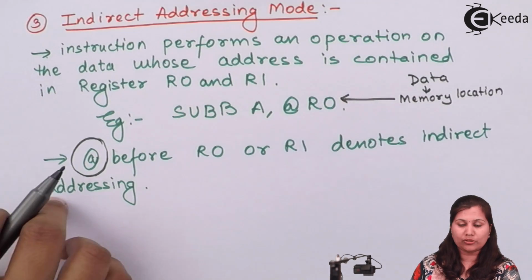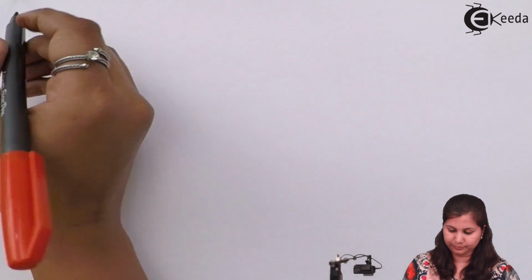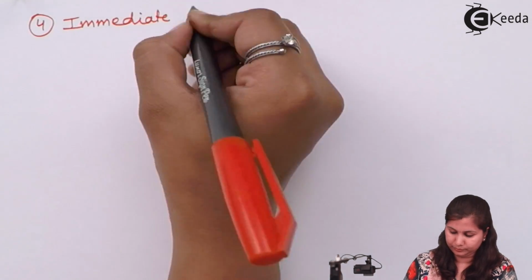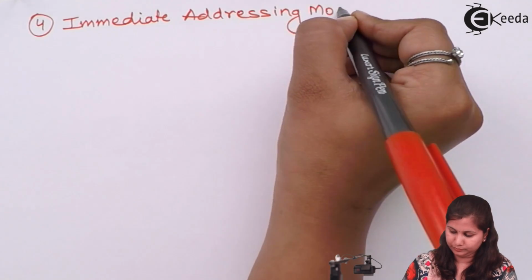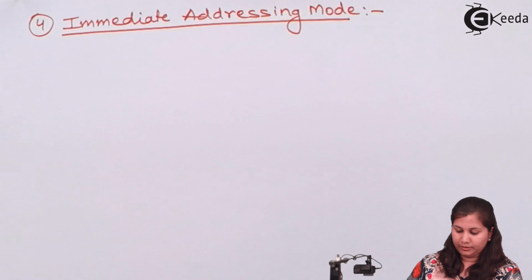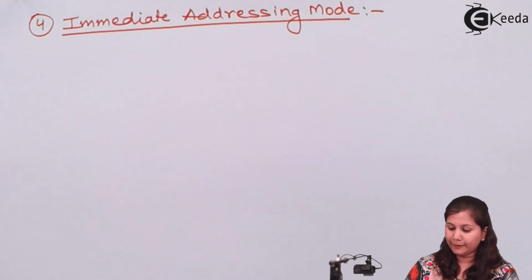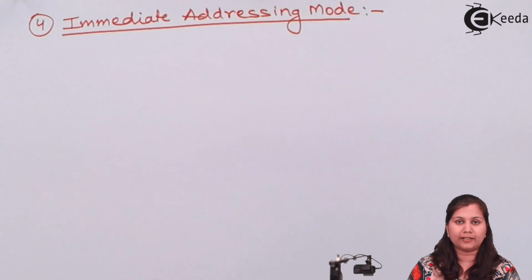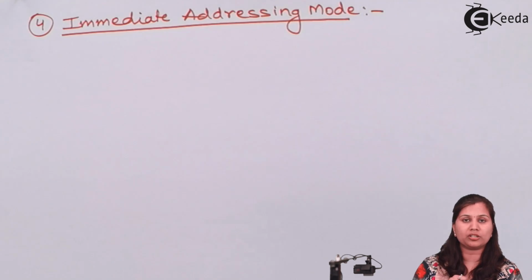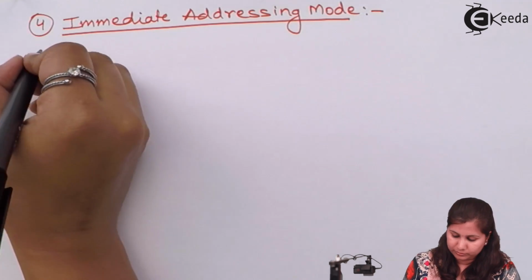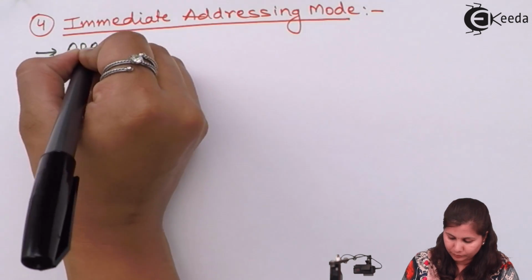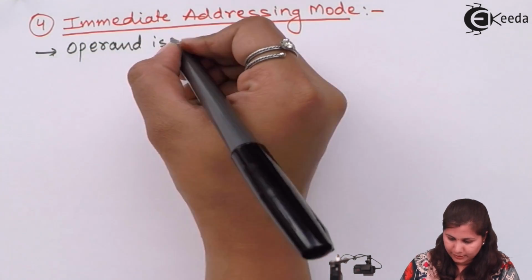Next we have the immediate addressing mode. In immediate addressing mode, the data is directly specified in the instruction. The operand on which the operation is to be performed is specified in the instruction itself. So there is no need to get the data from some register or memory location. The operand is itself the data.